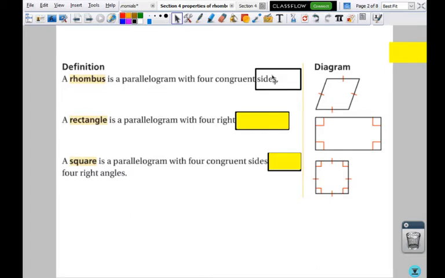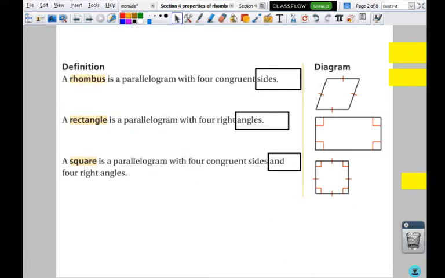So that's all it takes for a rhombus, 4 congruent sides. Doesn't matter what it looks like as long as all 4 sides are congruent. Next is rectangle. A rectangle is a parallelogram with 4 right angles. So I don't care about the sides, all I care about is the angles. And then a square is kind of a combination. It takes 4 congruent sides and 4 right angles.